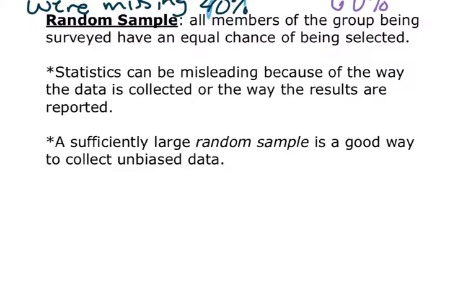So in our random sample, all members of the group being surveyed have an equal chance of being selected. So random samples are the best way of figuring out the needs or wants or thoughts of a population, and so we take a random sample, again, where all people surveyed have an equal chance of being selected. So statistics can be misleading because of the way the data is collected. So again, we assume that a random sample is used.